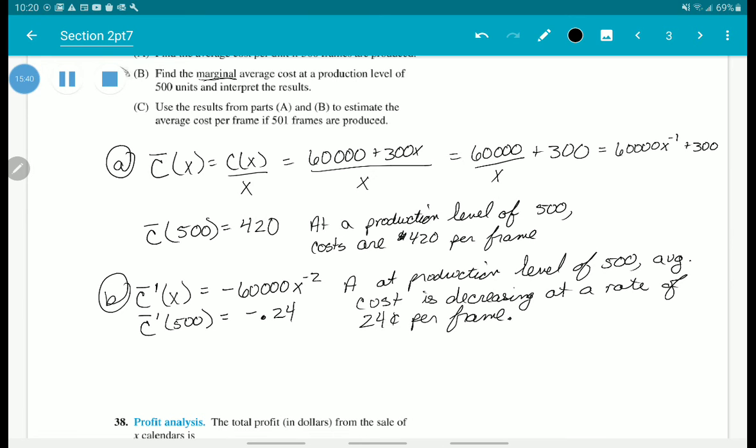And it's important to note that production level here because this value would be different at different production levels because it's based on an equation. And notice that that's not in a linear equation, so it's not a constant rate of change there.